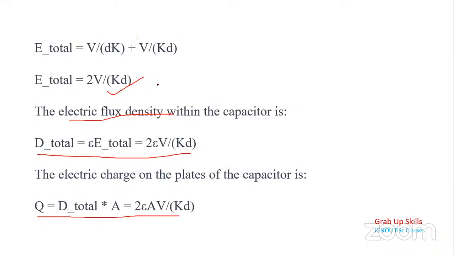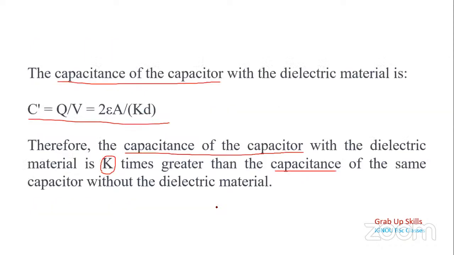Now we will substitute the values into this electric flux density formula. And what is the electric charge on the plate of the capacitor? That is given by D total times A. Now finally we will calculate the capacitance of the capacitor, and we are getting this value. So the capacitance of the capacitor with the dielectric material would be K times greater than the capacitance of the same capacitor without the dielectric material. This is the final solution that we have got.